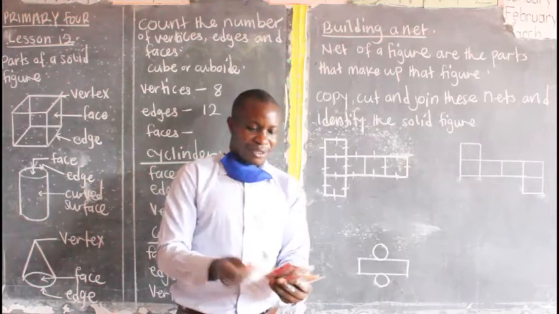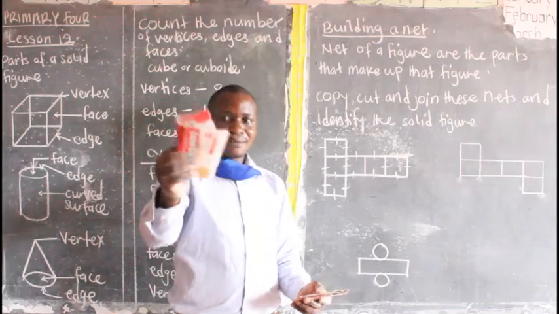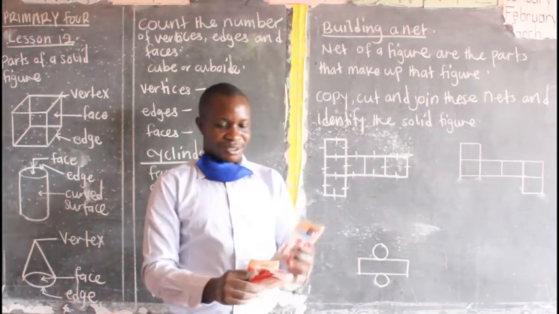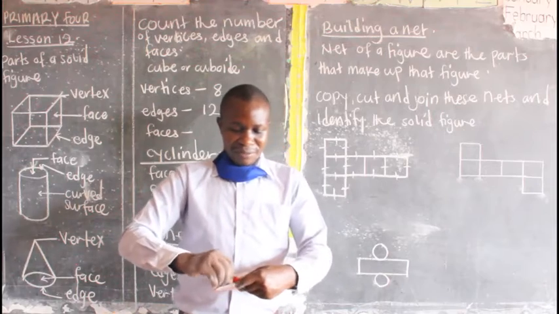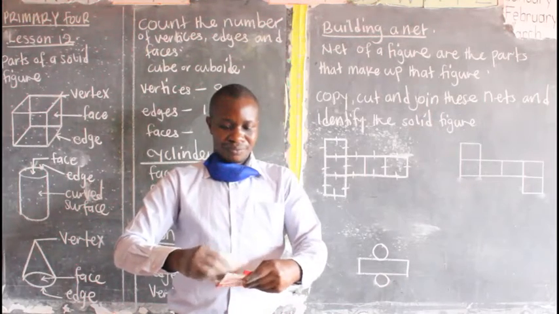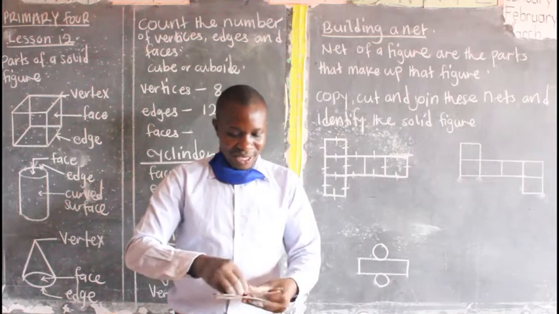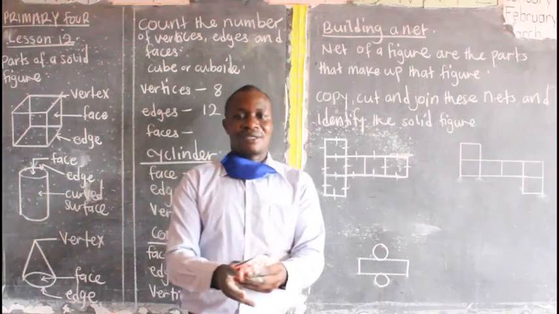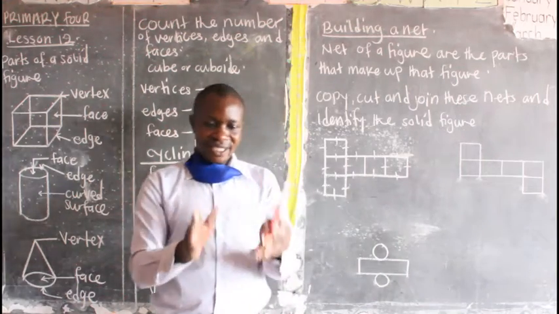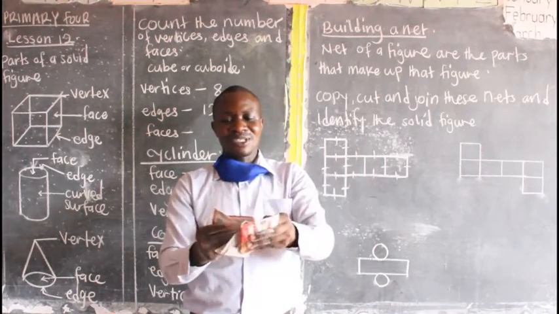Now, let's count these parts. This is one part, two parts, three parts, four parts, five parts, and the last one here is this one, which makes the bottom. Here to make them 6 parts. So when we talk of a net, these are the things we mean. These ones here have been dismantled now.